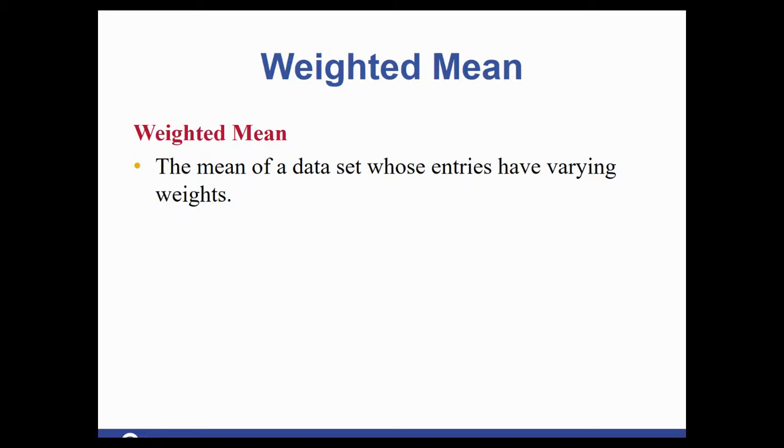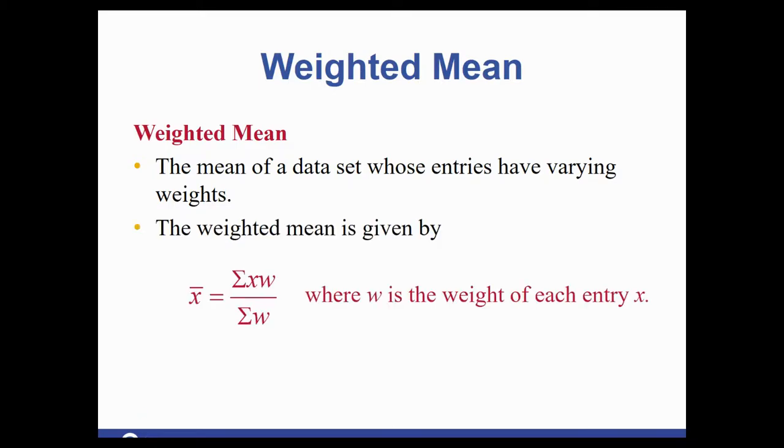So there's a couple other little ones to add on here. A weighted mean. A weighted mean is the mean of the data set whose entries have varying weights. The weighted mean is given by this formula right here, where W stands for the weight of each one of the entries X.